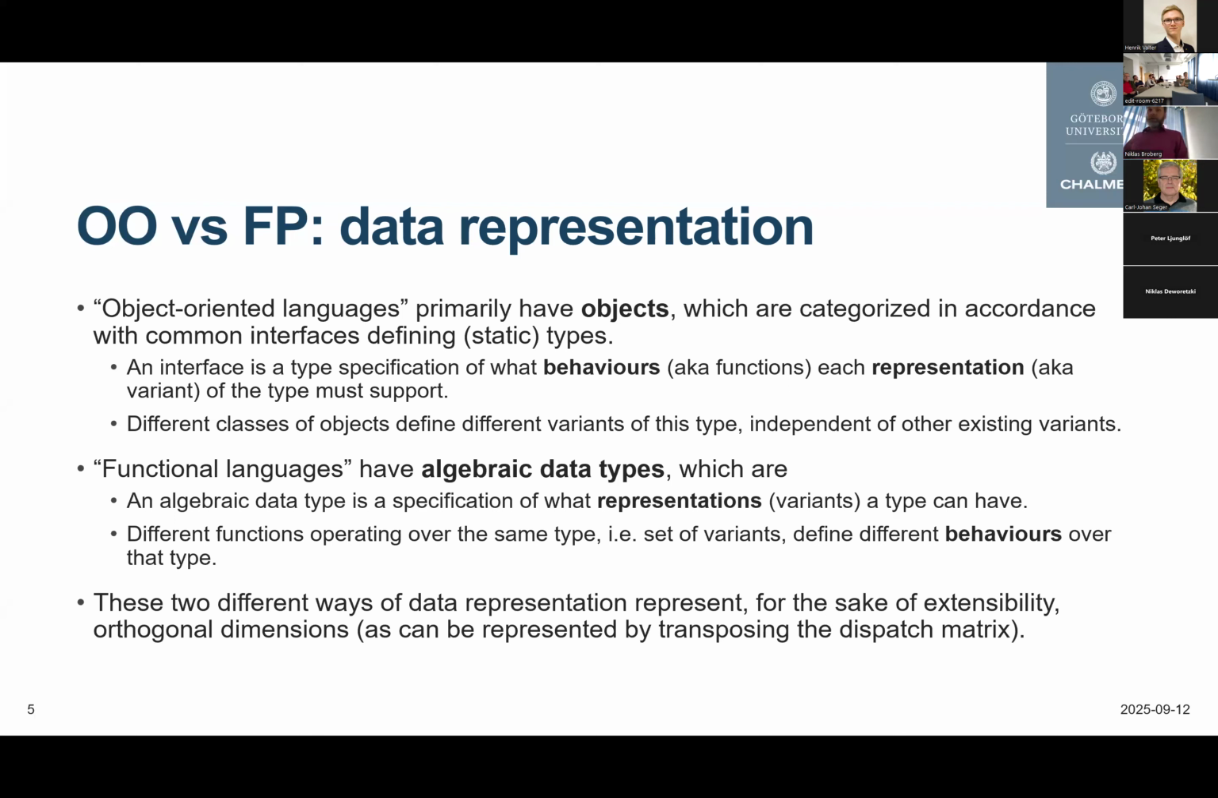We might specifically in Haskell say we do pattern matching over the different constructors. And we get different behavior. And different functions, we can add them irrespective of one another. Unless they, of course, base on one another, but we can define completely separate ones. So we can define new behaviors. And these two different ways of using data representation, when we talk about extensibility, we can view it as that they are two different orthogonal dimensions of extensibility.